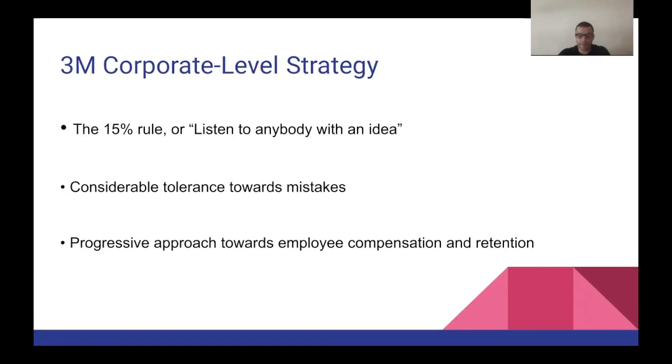3M has had impressive success as a result of their unique corporate level strategy. The 15% rule, or listen to anybody with an idea, was first established in 1914 by General Manager William McKnight and is still followed today. According to this rule, technical people can spend up to 15% of their working hours working on new projects. 3M also has a considerable tolerance towards mistakes. According to 3M, if the management is destructively critical whenever mistakes occur, there will be no initiatives and innovations.